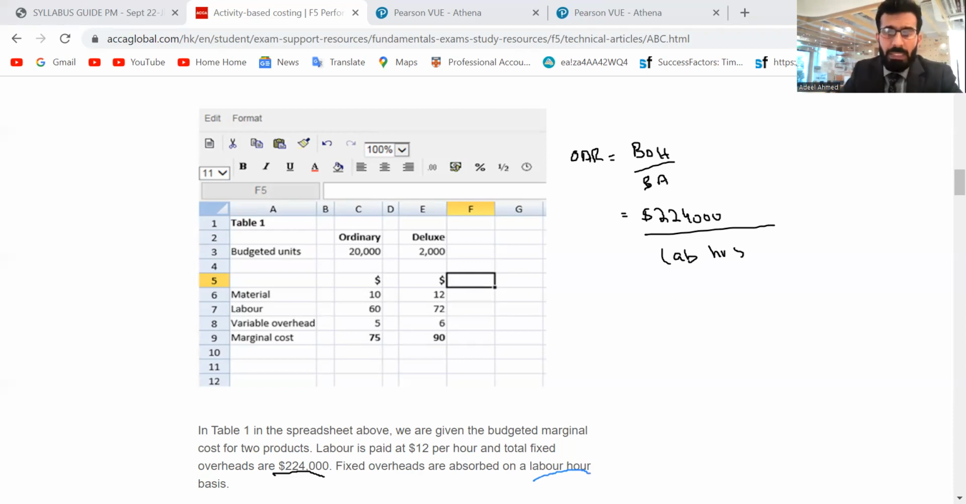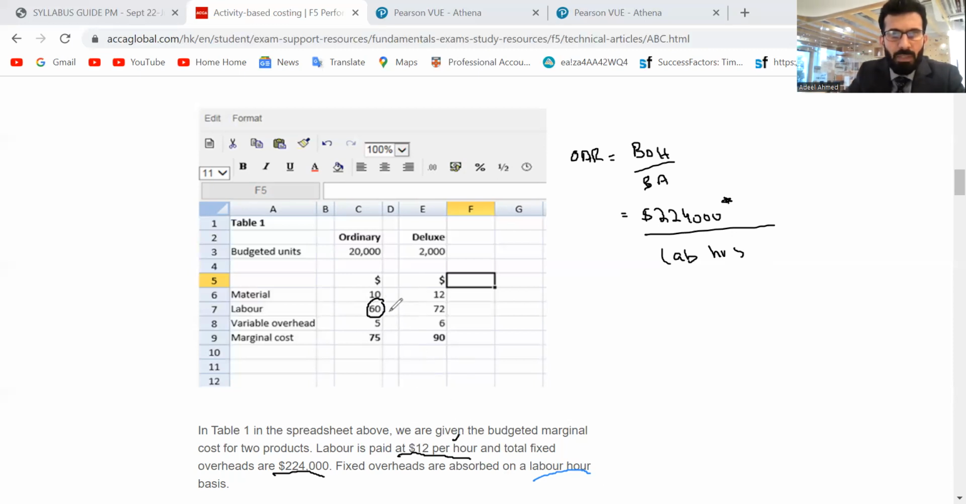Now, labor hours are indirectly given here. They have mentioned that labor is paid at the rate of 12 per hour. Remember that this 224,000 is a period cost, so I need to determine how many labor hours are required to complete the production of 22,000 units, 20,000 of ordinary and 2,000 of deluxe, during the period. So I need to calculate the total number of hours. The labor cost per unit is $60 and the labor rate is 12 per hour.